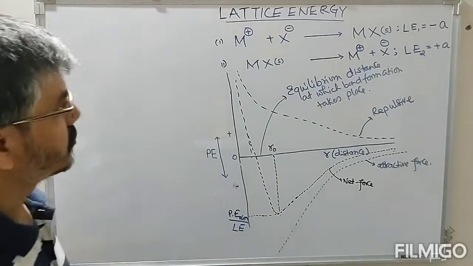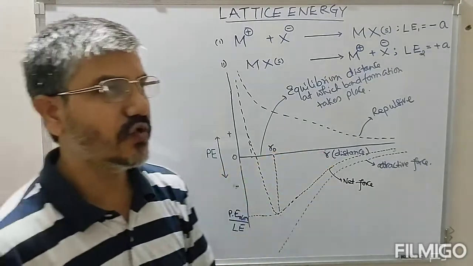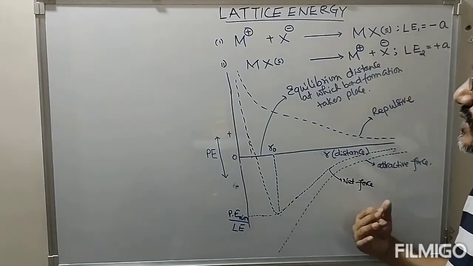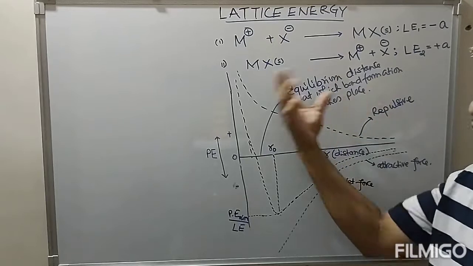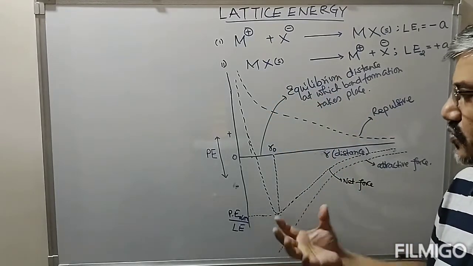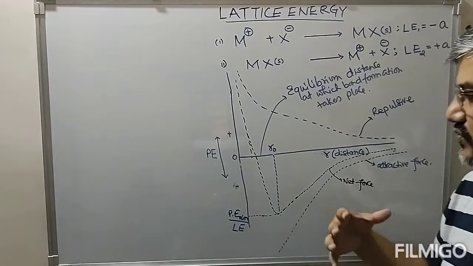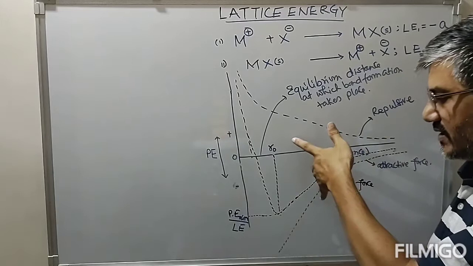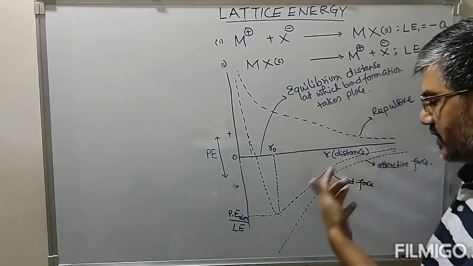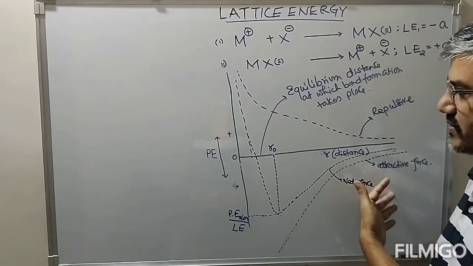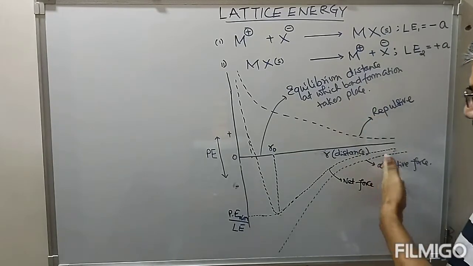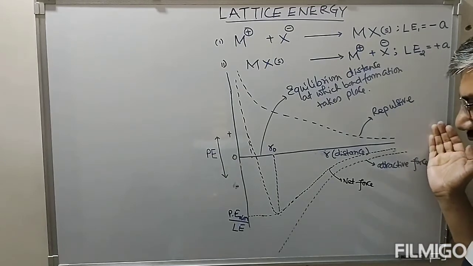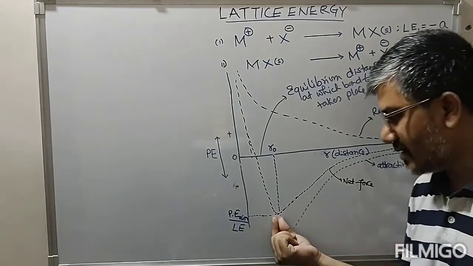That is R naught. So this is how we visualize the variation in energy as the distance between these two ions varies. What I am saying is, as the distance decreases, both repulsive force and attractive force increase, but initially the attractive force dominates over the repulsive force. With the magnitude of attractive force being greater than that of repulsive force, the potential energy continuously decreases and reaches a minimum point.